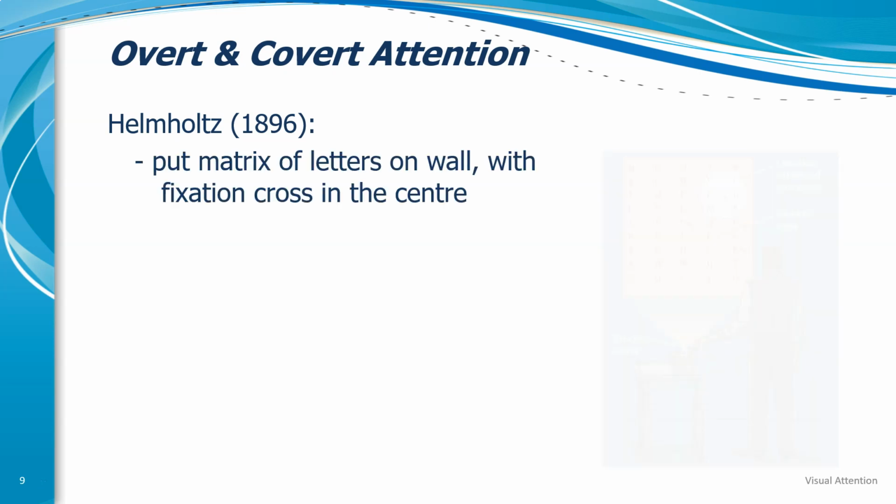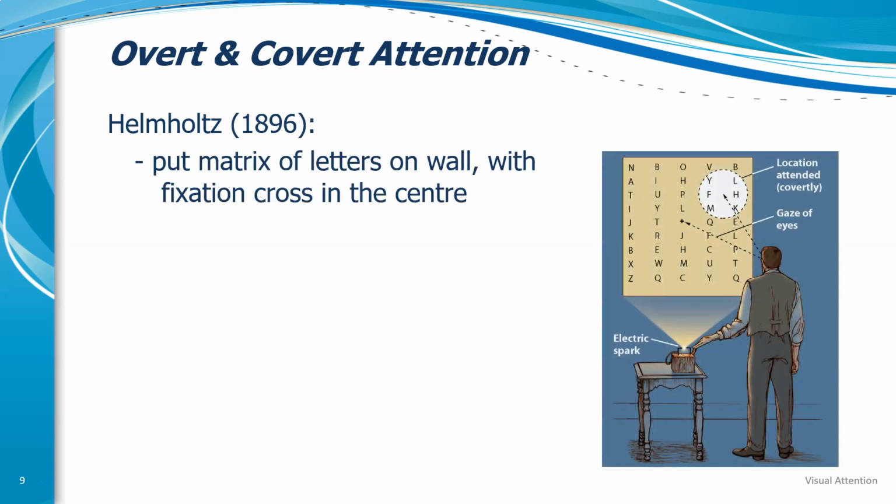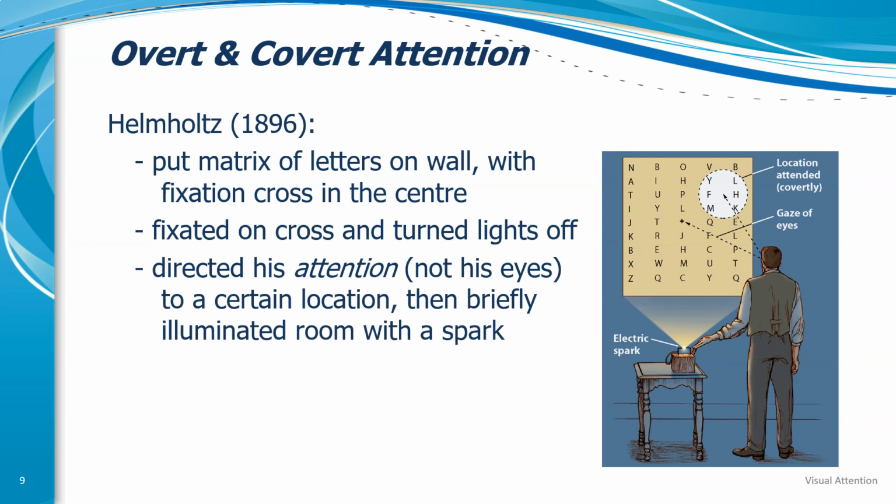This was a question asked by Hermann von Helmholtz in 1896. And this is what he did to put this to the test. He put a matrix of letters on his wall with a fixation cross in the center. That is where his eyes would look. That would be his point of fixation. He fixated on that cross and then turned the lights off. Then he directed his attention to a certain quadrant of this letter chart. And then he illuminated the room with a spark, a very brief flash of light.